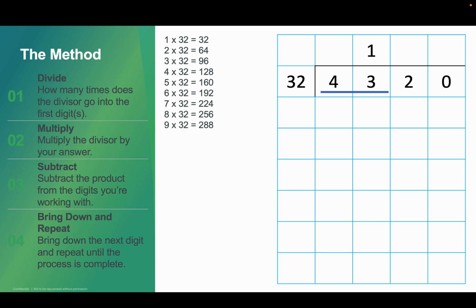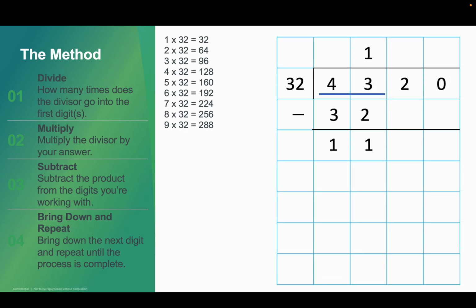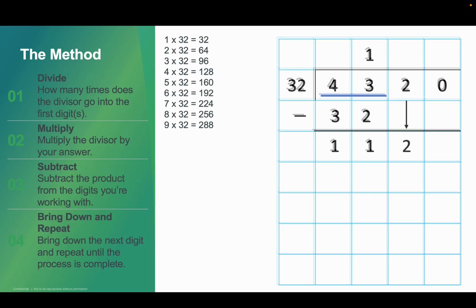This completes step 1. For step 2, we would simply calculate one lot of 32, giving us an answer of 32. This would be written underneath and we would move to step 3, subtract to find remainders. Here you can see 43 minus 32 equals 11. Once we have this, we move to step 4. We bring down the 2 and move to repeat the process.